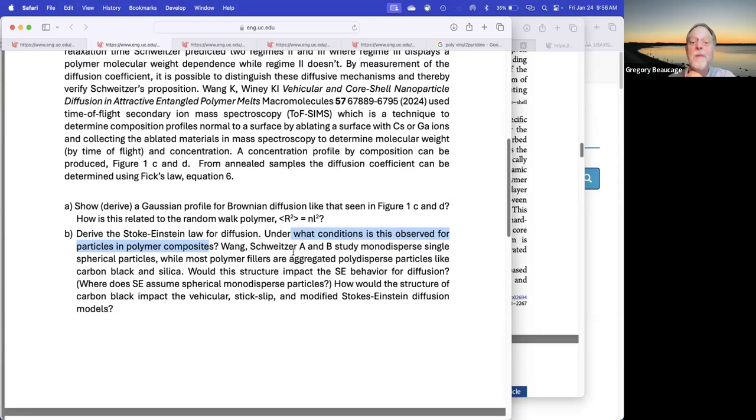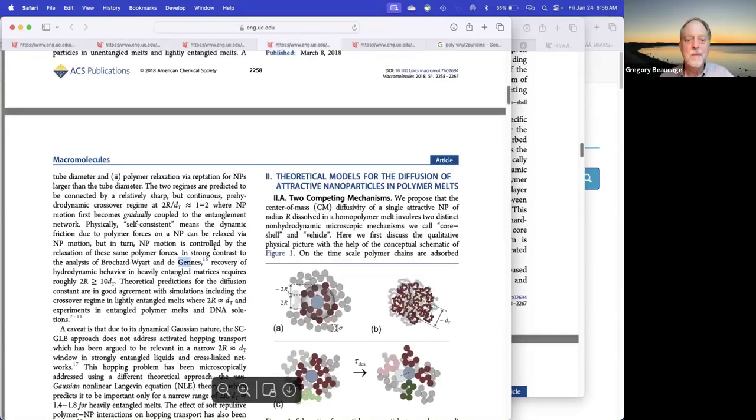He says large particles, basically. Large particles compared to the size of the polymers, and large particles compared to the distance between entanglements in the polymer network. And then he gives three things in paper A where this would be observed.